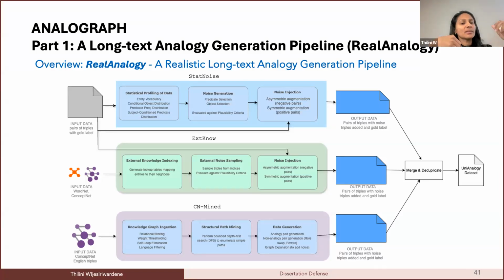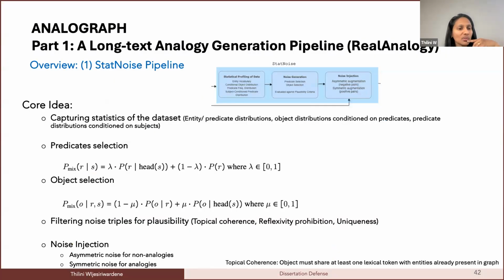We have two pipelines, StatNoise and XNO pipelines. When you have a data set, you add noise with these pipelines. Let's say you don't have any data set and you would like to create one. Then if you have a domain knowledge graph or some knowledge graph, you can mine this type of realistic analogies from that knowledge graph. That is the CN mined pipeline. I'll quickly talk about each of these.